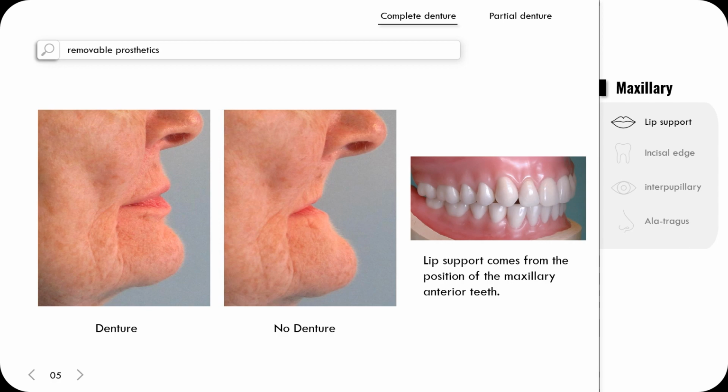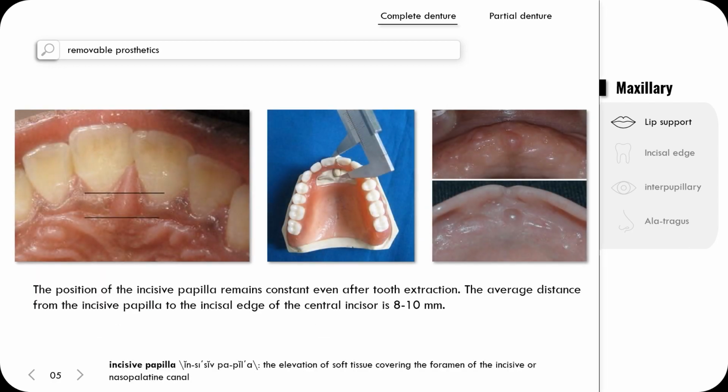If we were to pick a landmark here that helps us determine where those upper front teeth should land, we can look intraorally and find this anatomical landmark, the incisive papilla. So this papilla is just an elevation of soft tissue that covers the nasopalatine canal. And the nice thing about this is that it doesn't really change positions over time. So even when your teeth are extracted, that position of that soft tissue landmark still remains relatively constant.